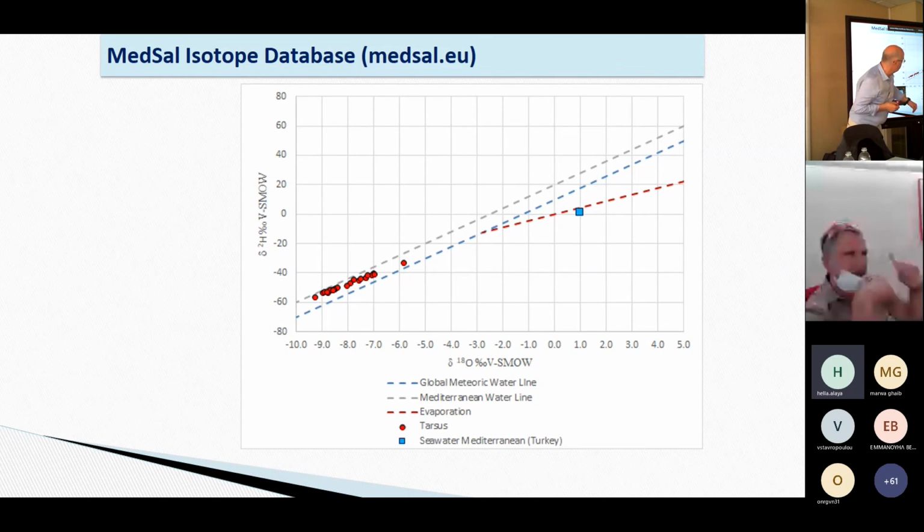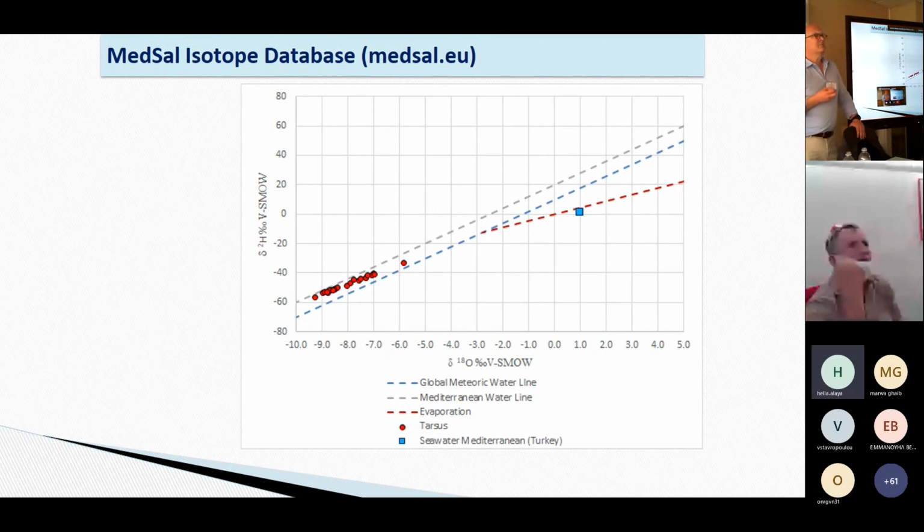We have also the seawater. The seawater now has the values of +1 and 0. So this is close to what we expect. We expect 0, 0, but of course there can be small differences. So this is the seawater sample. Now we see that the water from Turkey doesn't have evaporation. There is no evaporation signal in the groundwater of the study site that we have in Turkey. This is quite interesting, quite revealing.